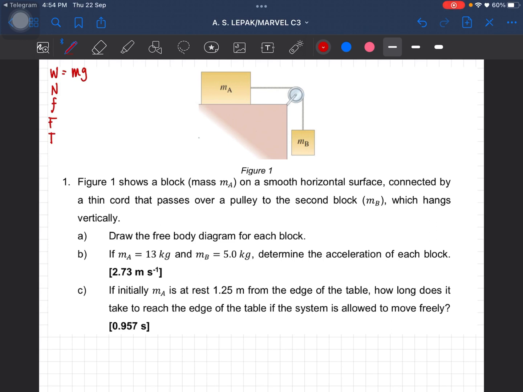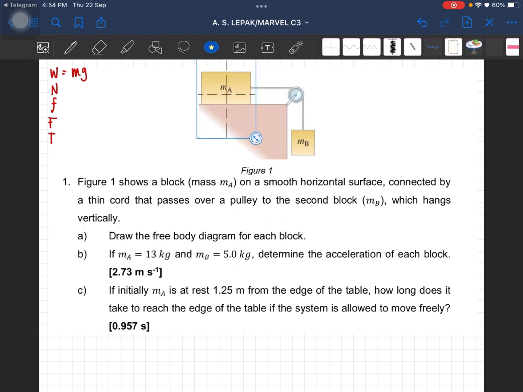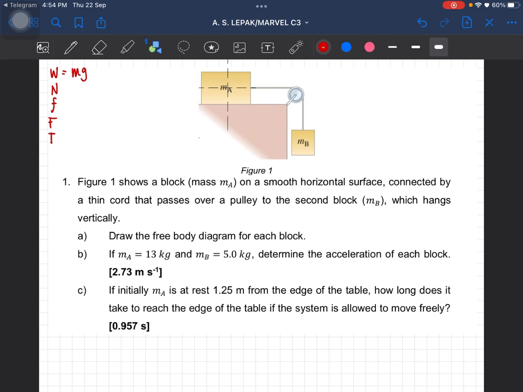So let's start by looking at object A first. I label it as object A. First, we would have both the normal and weight force. Next, since there is a rope here, there would be a tension. The tension is actually here, but because we want to simplify our free body diagram, we would just draw it at the origin. So this is your free body diagram for block A.